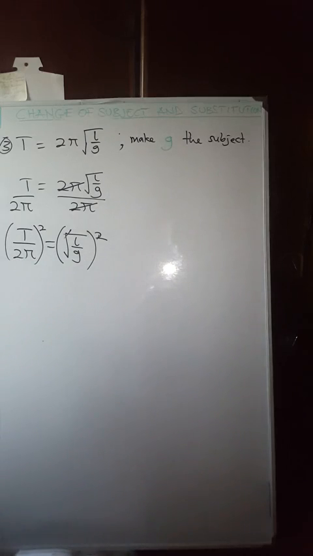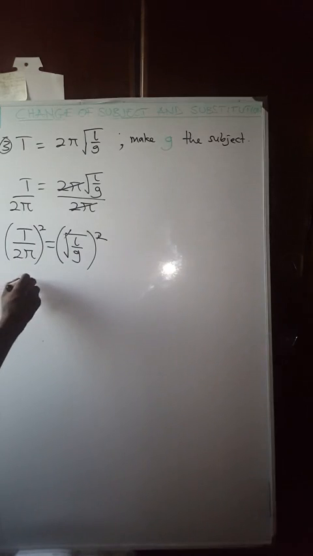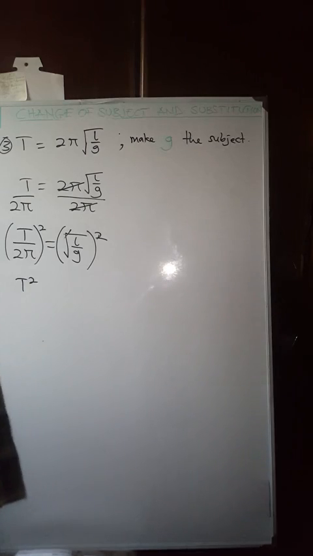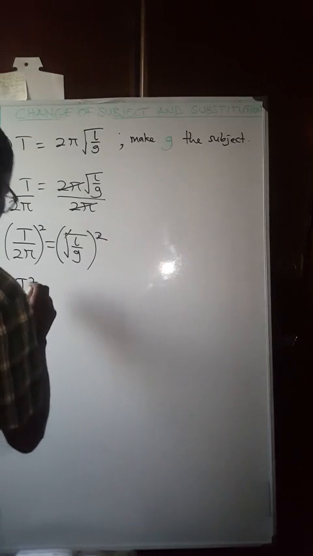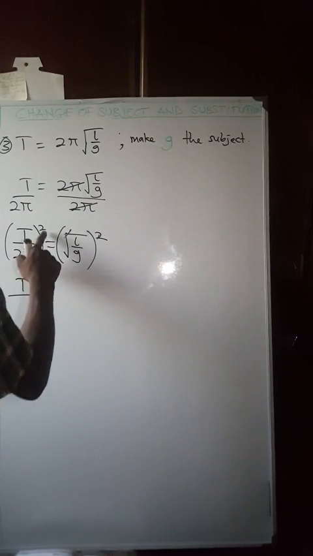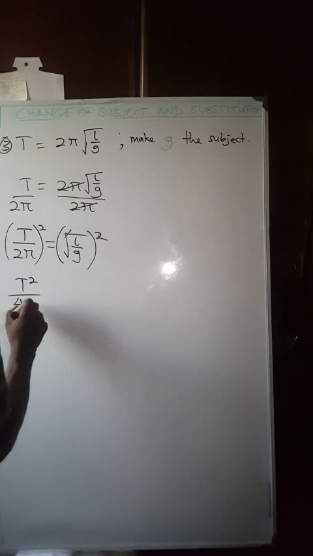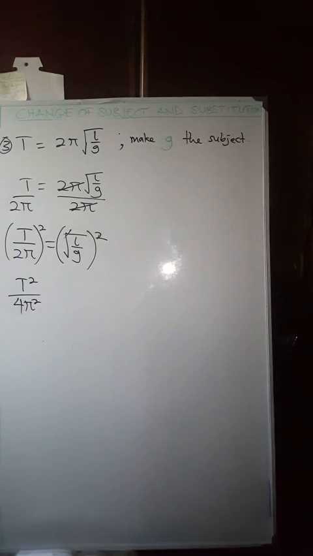Square of T, that is T times T, will give us T squared. Okay, and square of 2 pi will give us 4 pi squared. So we have 2 squared, that is 2 times 2, giving us 4. And we have pi squared, that is pi times pi, that gives us pi squared.